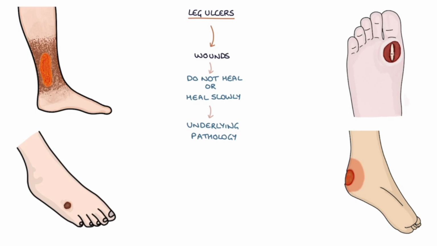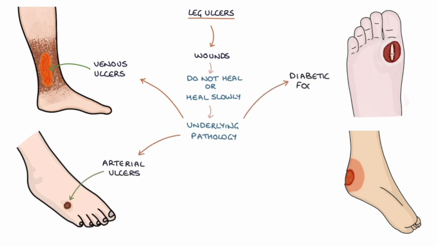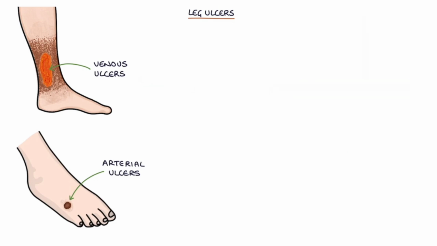There are 4 common types of skin ulcers: venous ulcers, arterial ulcers, diabetic foot ulcers, and pressure ulcers. Here we're going to mainly cover arterial and venous ulcers.